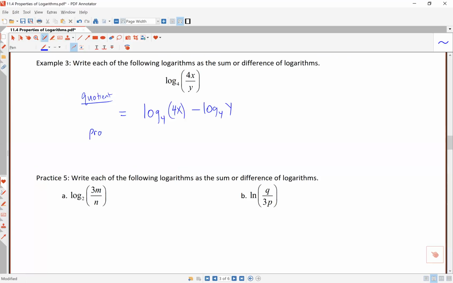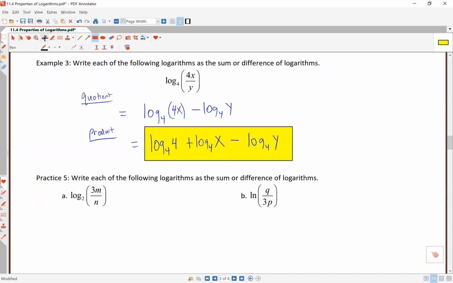Now we have the product rule because of the 4 times x. So we split that up as log base 4 of 4 plus log base 4 of x. And we still have the minus log base 4 of y. One of the takeaways from this is you've got the 3 pieces at the bottom. The pieces that have positives in front of them, the first one and the second one, came from the top as 4x. And the minus was in the bottom because of the negative exponent.